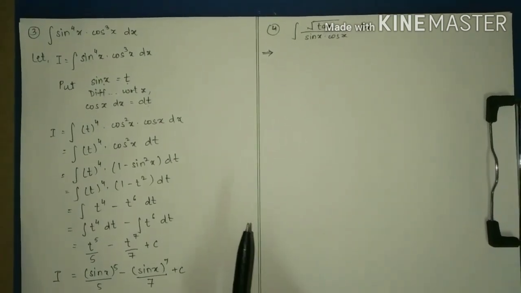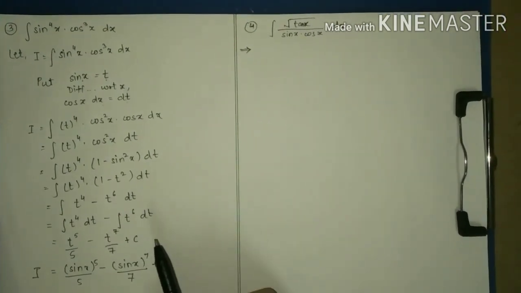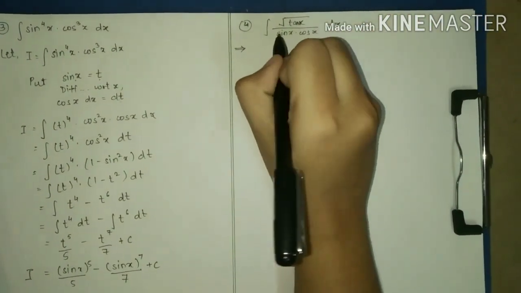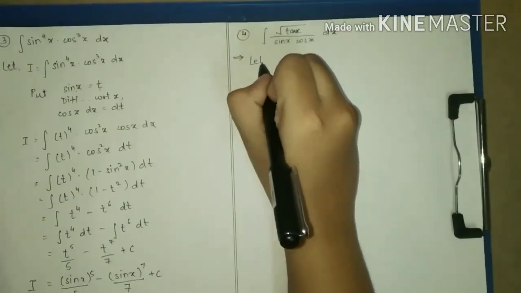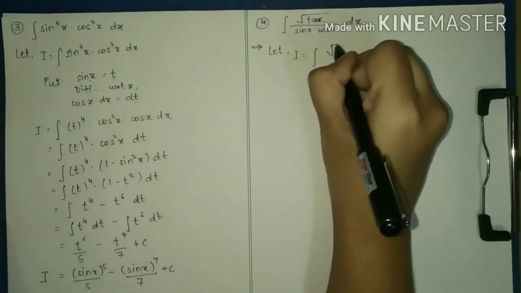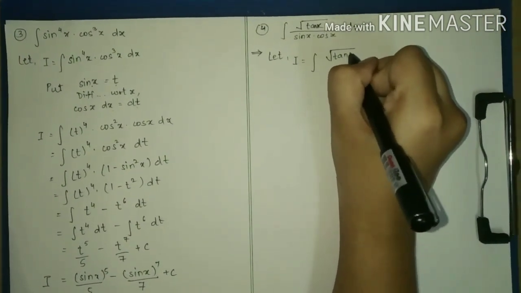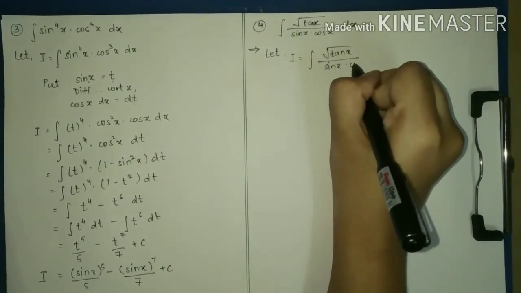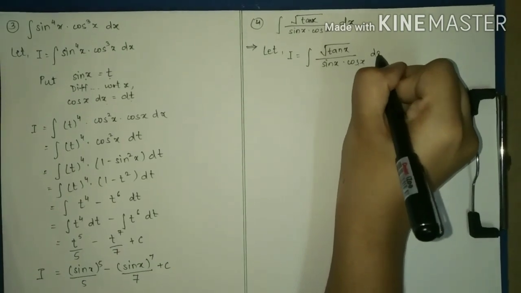So till now we have used two different methods to solve the problems. This is a little tricky sum. Let's solve it. Let I equal to integration of root tan x upon sin x into cos x dx.